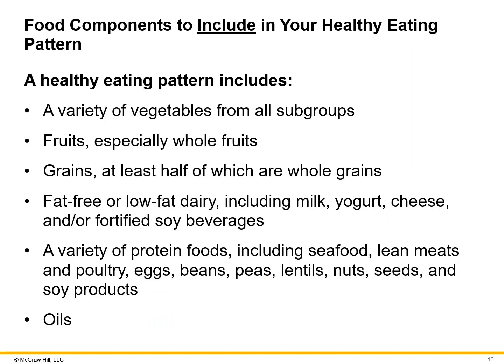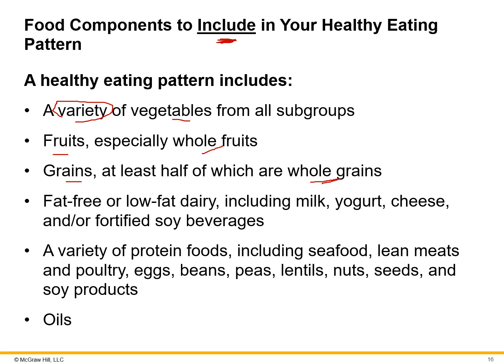So these food components to include, so these are things we want to have in our diet, and then we'll do the opposite here. So things we really want to include, again, vegetables, but also a variety of vegetables. So not just eating broccoli, not just eating carrots, but a variety of those. Again, fruits, especially whole fruits instead of fruit juices. Having grains, at least half of that should be whole grains.